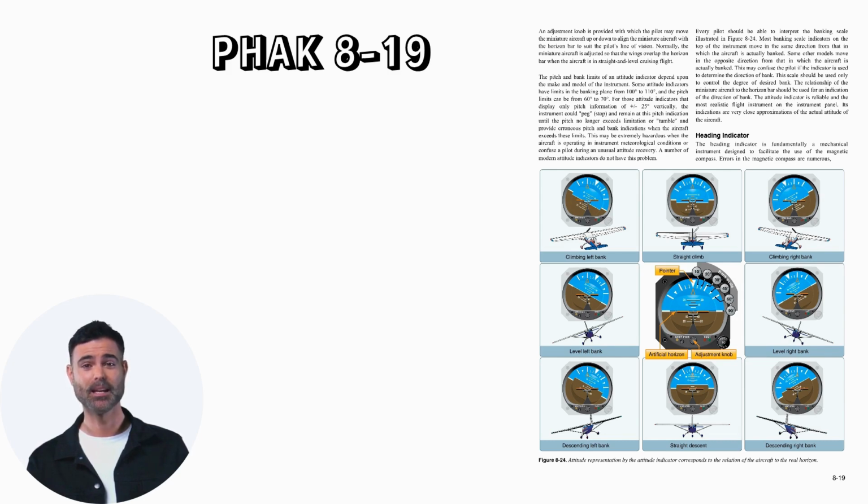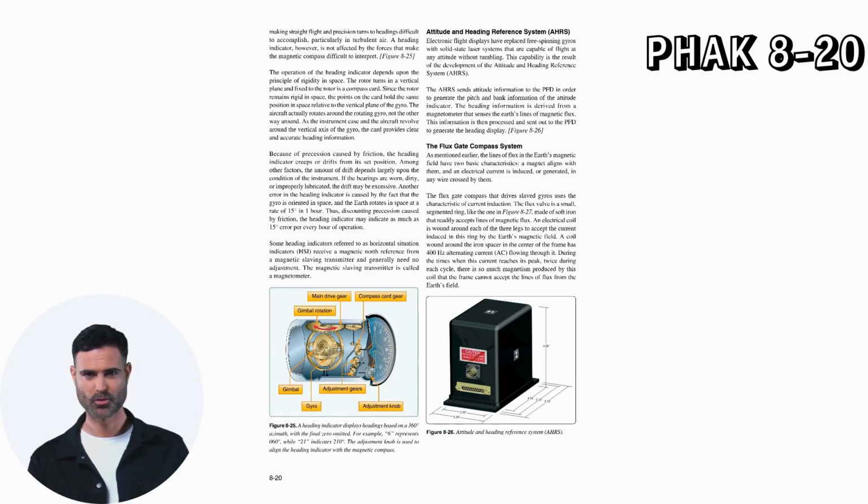Errors in the magnetic compass are numerous, making straight flight and precision turns to headings difficult to accomplish, particularly in turbulent air. A heading indicator, however, is not affected by the forces that make the magnetic compass difficult to interpret. The operation of the heading indicator depends upon the principle of rigidity in space. The rotor turns in a vertical plane, and fixed to the rotor is a compass card.